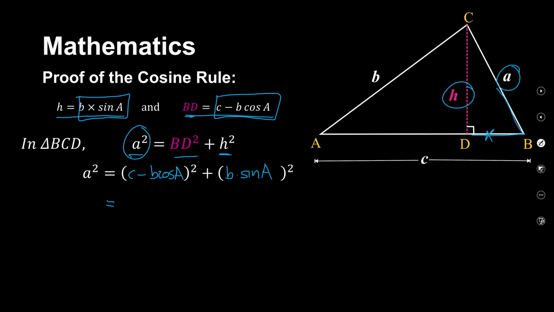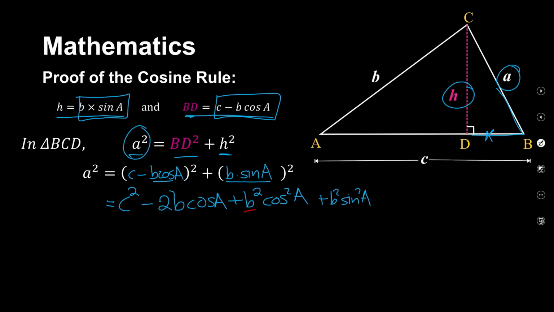Now how do we square a binomial? We start off on this side. It will become C squared minus, if you multiply the 2 and double it, 2BC cos A. Our third term will be squaring this term here, so it will be plus B squared cos squared A. And now we're going to square this single term here, so we just have to square it. It will be B squared sine squared A.